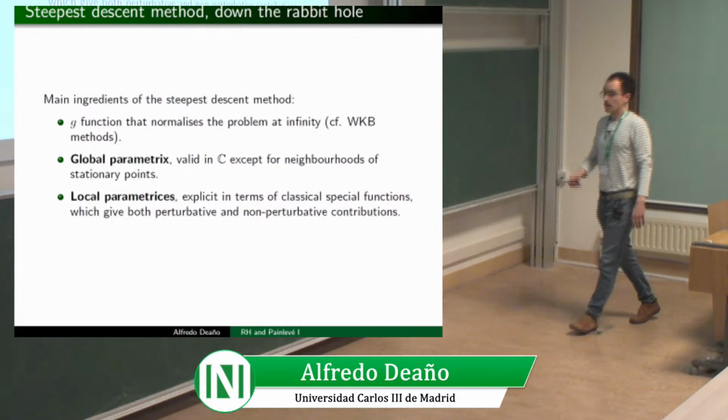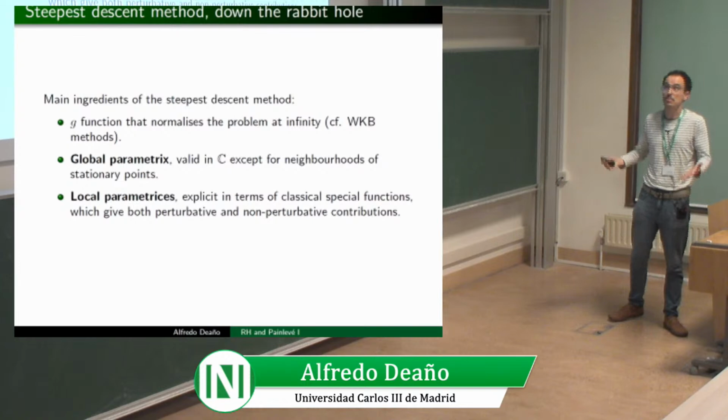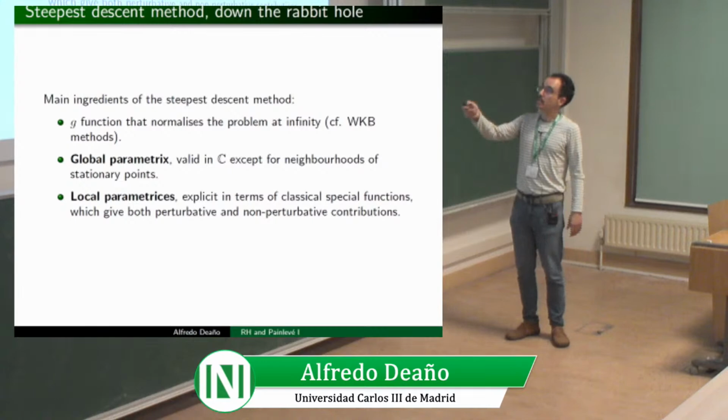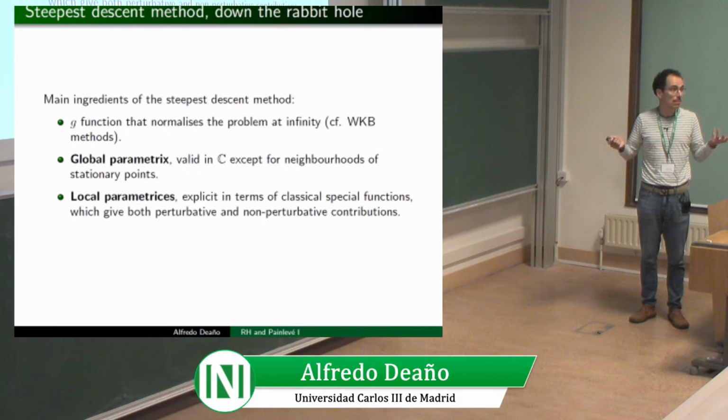In the case of Painlevé, this G function does something similar, but doesn't have, as far as I know, a clear interpretation in terms of something. It's just a function that simplifies things. And it's very much related, and it's not a coincidence, with functions that you use when you do WKB. It's not a coincidence that what basically this is normalizing at infinity, and it's basically what your potential in WKB will do, in a way.